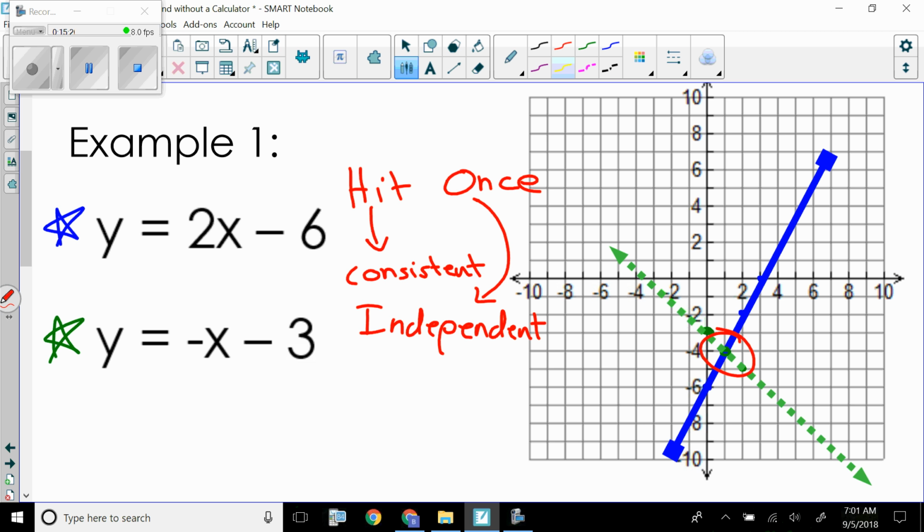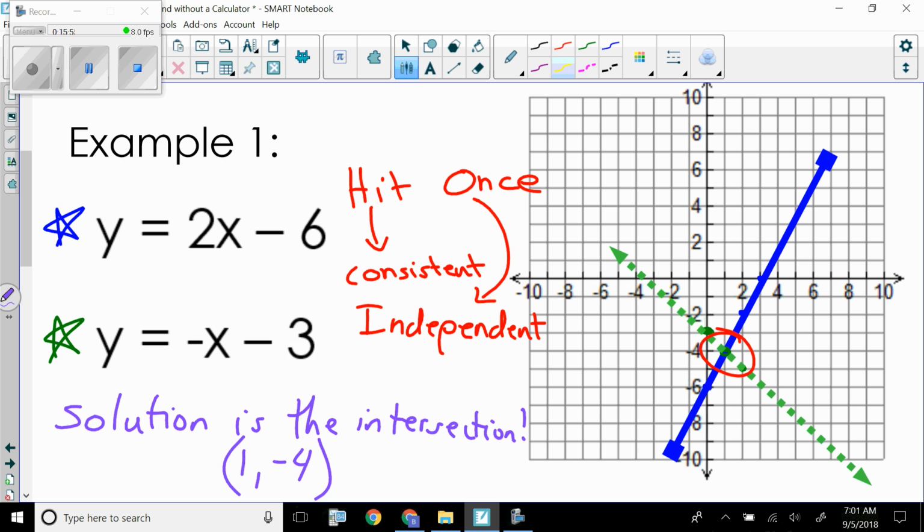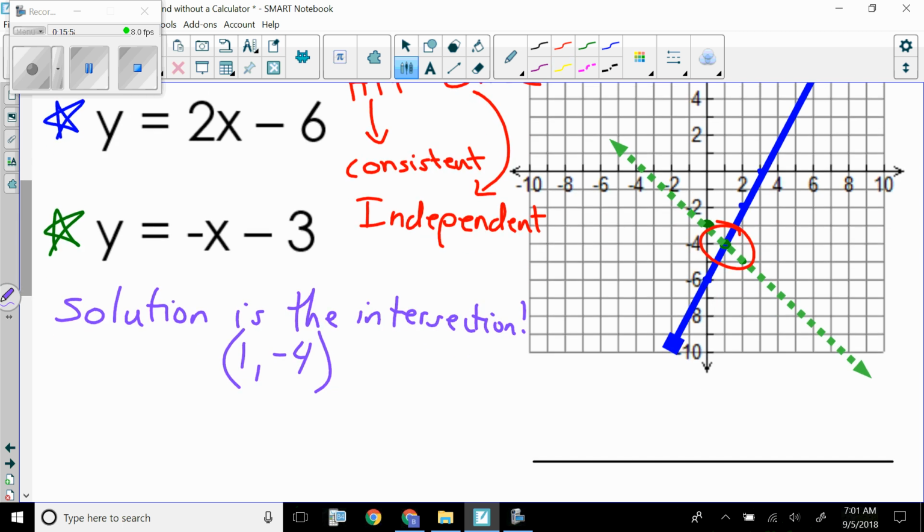Okay, we did that. Now it did say, what's the solution? Well, this we haven't necessarily talked about. The solution is the intersection. I circled the intersection in red there. What's that point at? Well, it would be over at 1, it looks like 1 for my x, and then I go down to negative 4. So my solution is a point, (1, -4). Now is a great time to pause the video and rewatch that one, okay? But we have done our very first example.